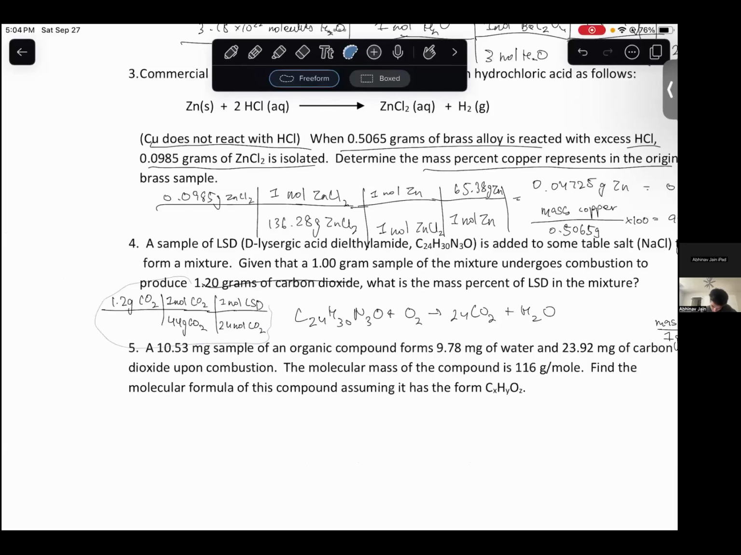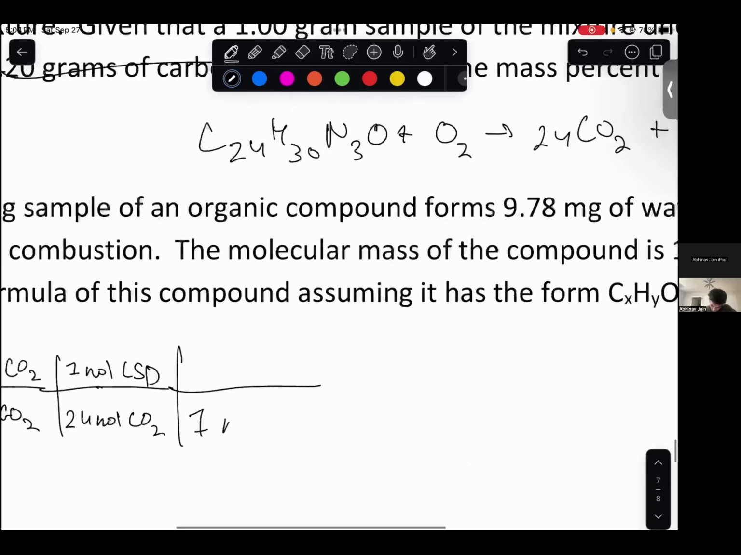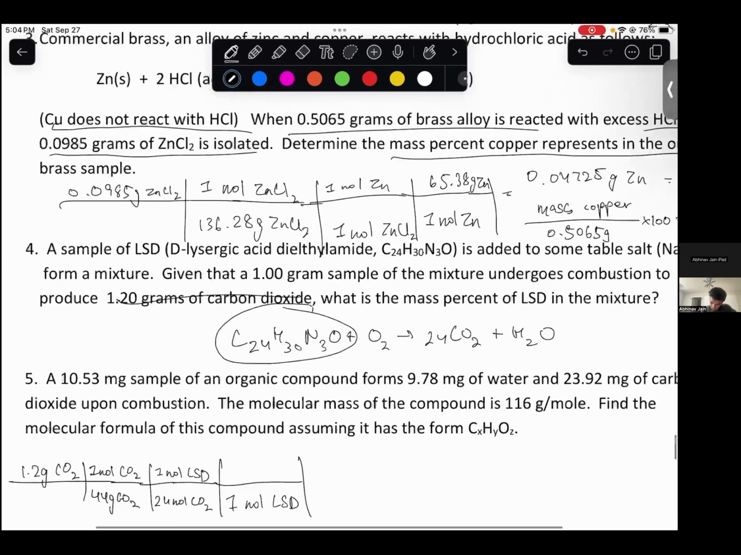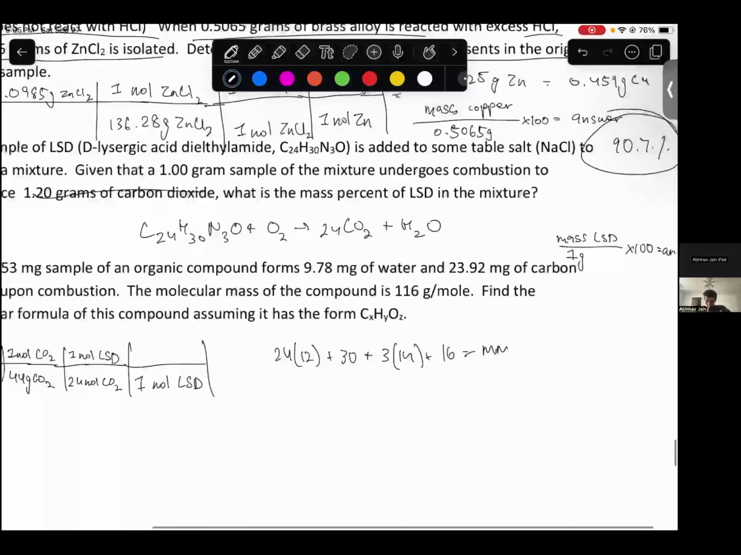And using that, we can find how many grams of LSD we have, because we can calculate the molar mass of LSD. We know that for every 1 mole of LSD, we just add the molar mass of all these elements. So that's going to be 24 times 12, plus 30 for the hydrogen, plus 3 times 14 for the nitrogen, and plus 16 for the oxygen. All right, so this lets us calculate the molar mass of the LSD.